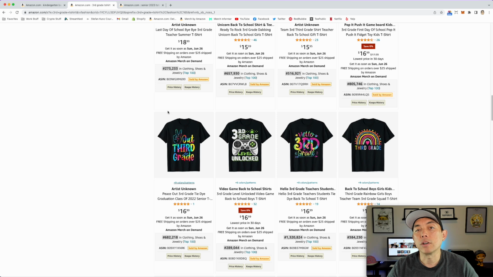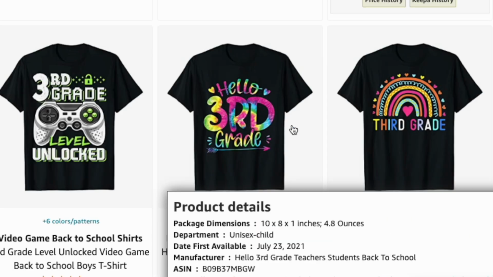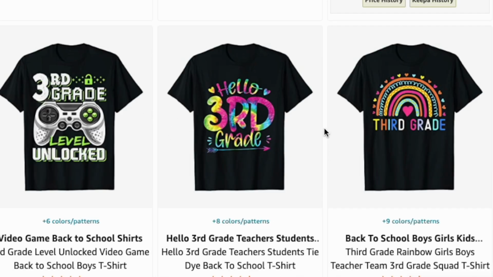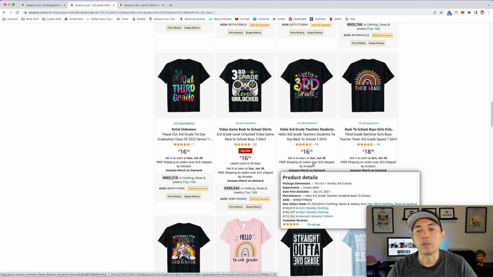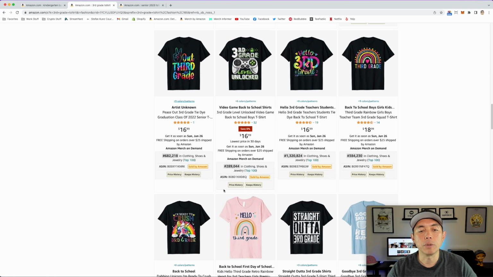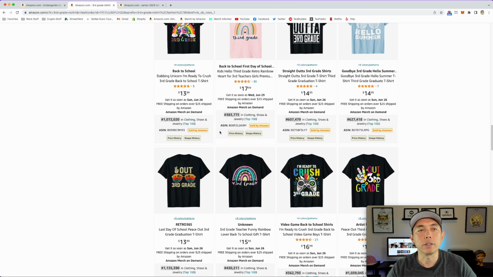You could also scale this. If you can make it more generic to work for every grade, you could scale it out and then replace 3rd grade with 4th grade or 5th grade or 6th grade. You get the idea. So if you did something really generic, you could do that. And some of these still do really well, right? They're selling right now. They're getting some low BSRs.